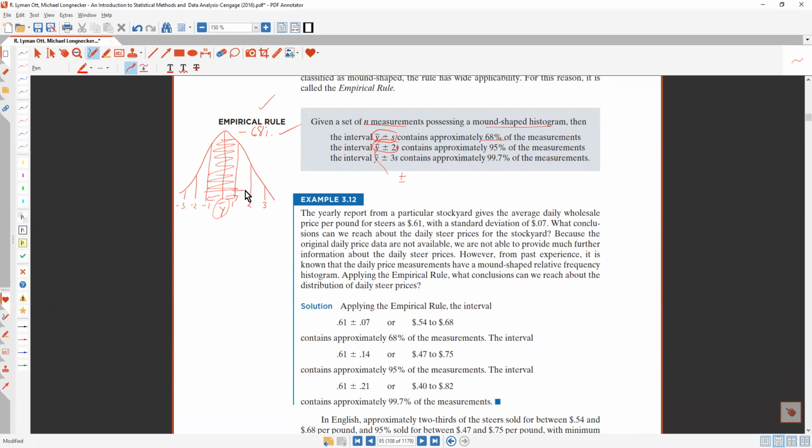If you go out towards 2 standard deviations, then you get, in this range here, about 95%. Now, those are approximate figures. It's not exactly 95%, but it's approximate. And then if you go to 3 standard deviations, you are going to get about 99.7%.